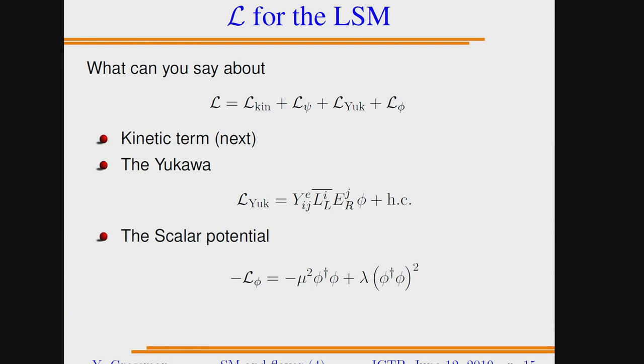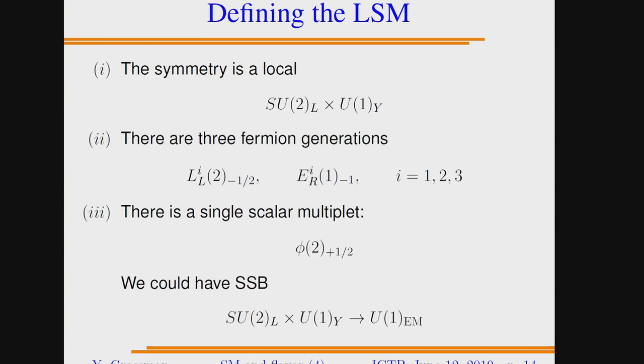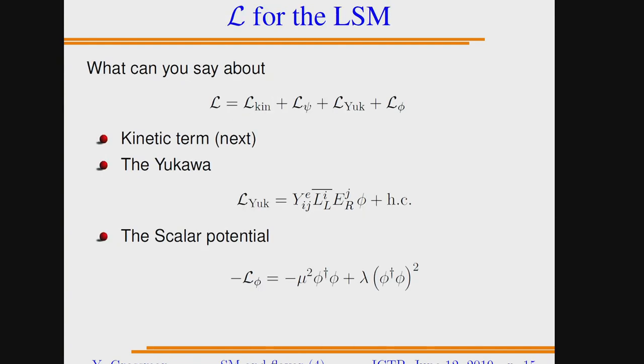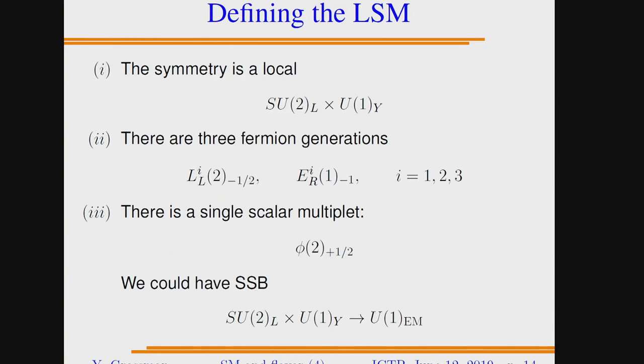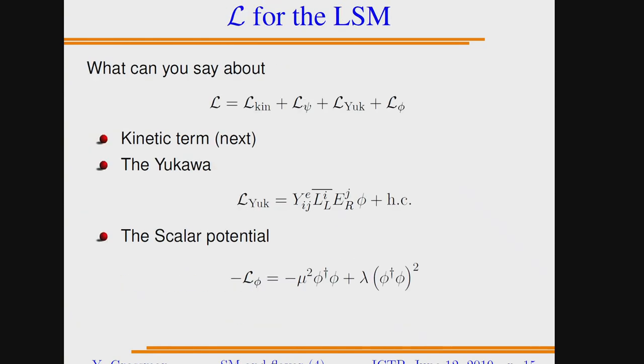And in terms of hypercharge, the L bar is a minus a half, the ER is one, and the phi is, sorry, let's go back. Check. The L bar is plus half, the E is minus one, and phi is plus half. So half minus one plus half equals zero. Okay. It should have been easier for me, but it wasn't. But then you see that it's invariant.